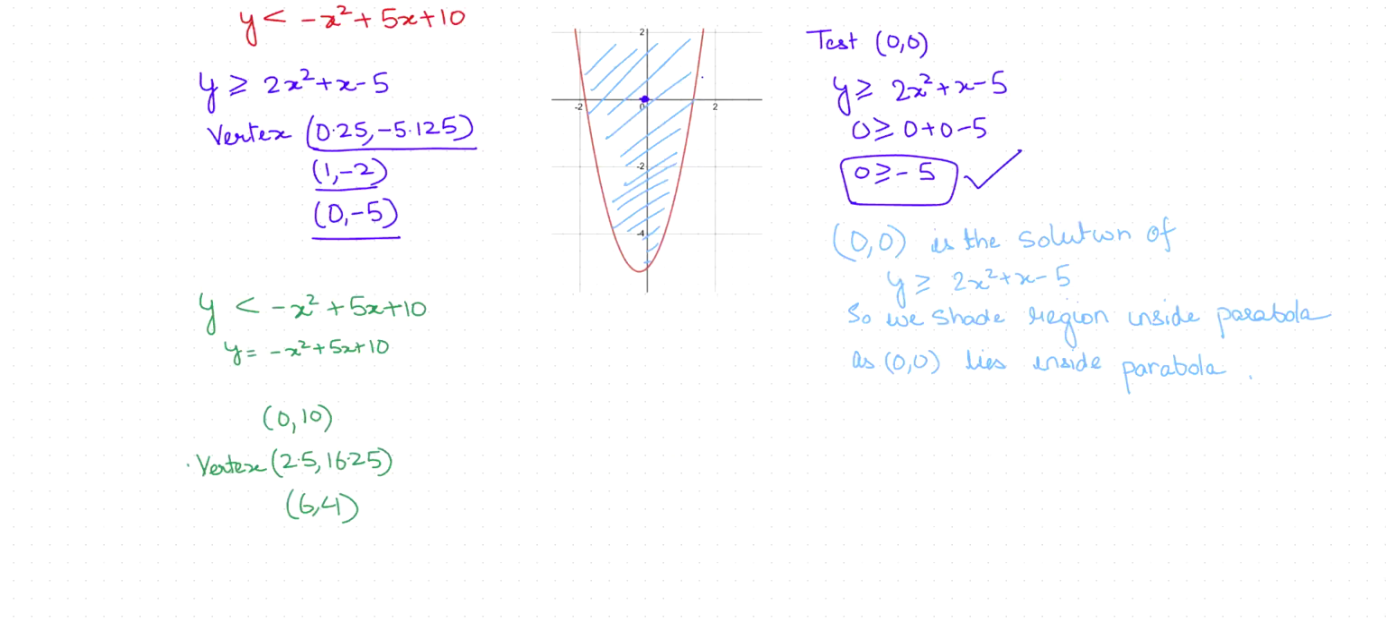This is a vertex and these are the other 2 points which will help us in graphing. So let's graph them. Now, because this doesn't have an equal to sign, we will make this line dotted, not a solid line.